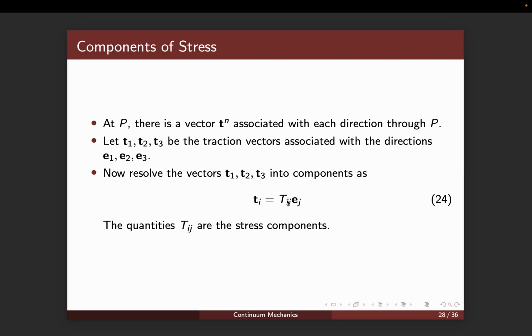So we get a tensor when we expand T1, T2, T3 in terms of the basis Ei dyadic Ej. When you expand that, you will get tensor components. These components Tij are called the stress components.